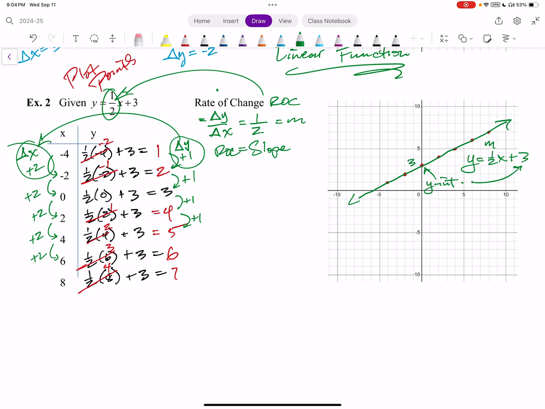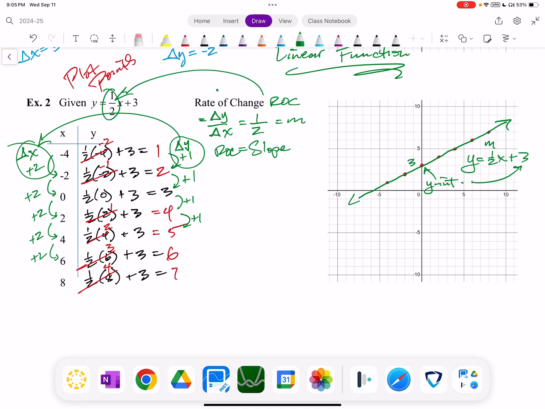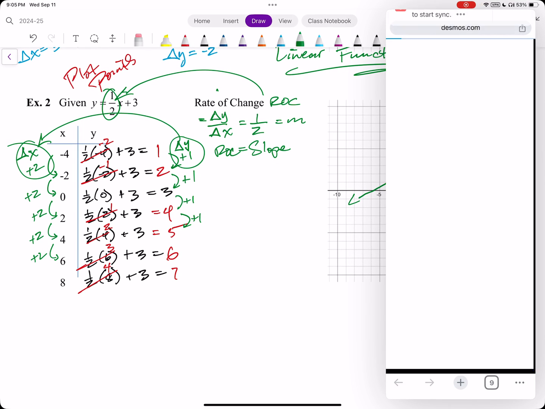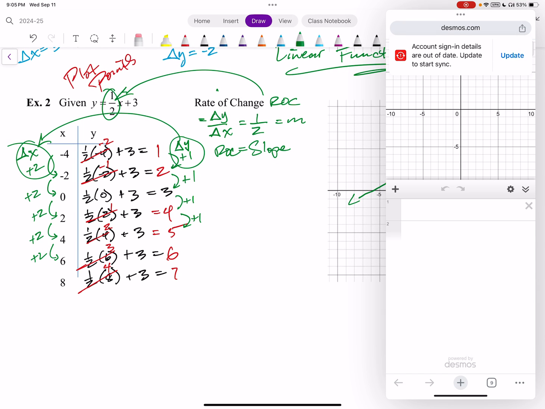Speaking of calculator, I'm going to bring in the Desmos. Let's check this out. This is going to be great. Bring Desmos up like this right here, off to the side.